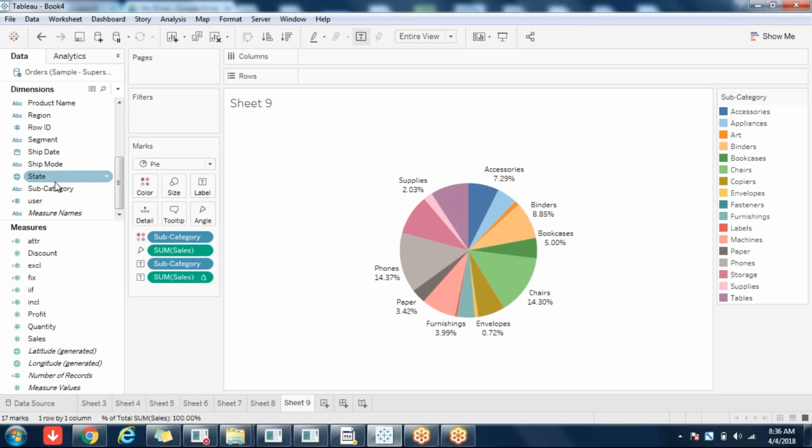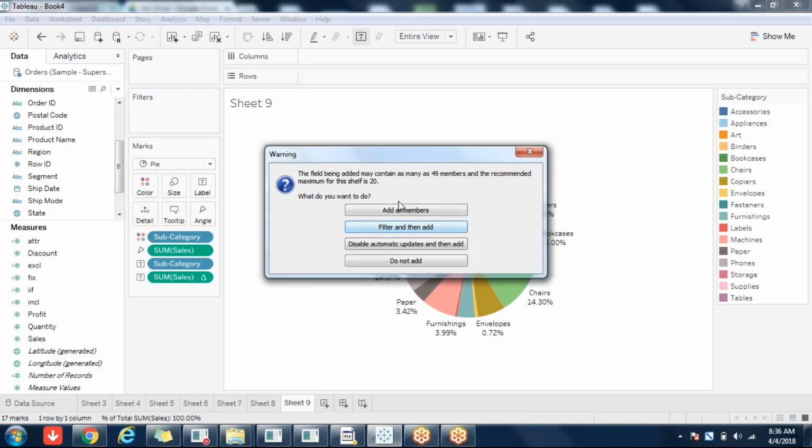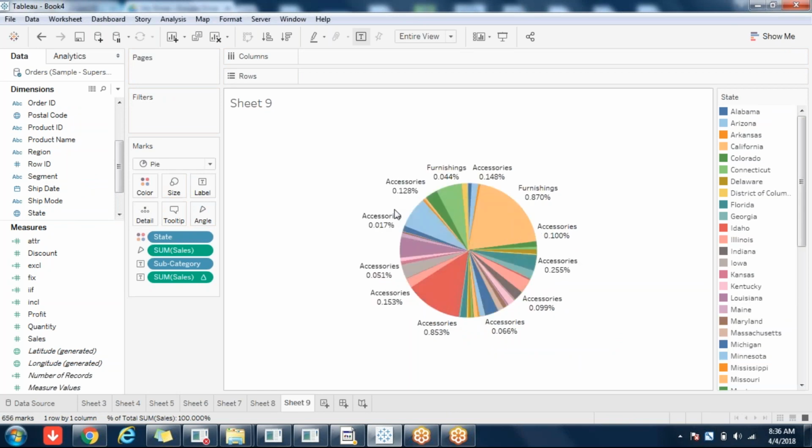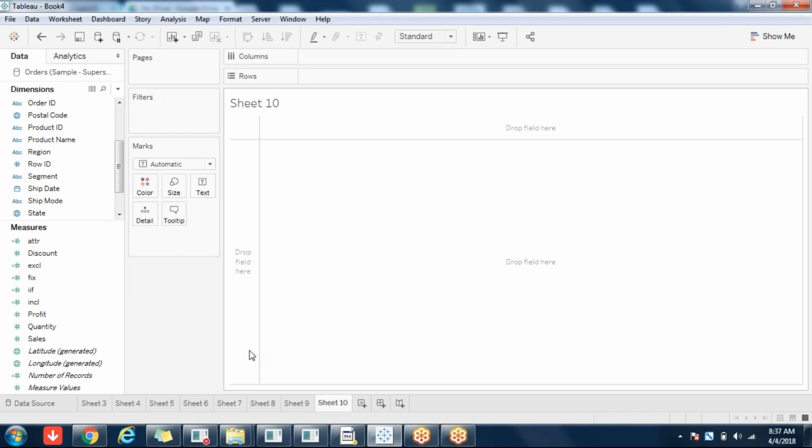For example, if you pull State here instead of Subcategory into color, adding all members, it's already too much data. So I'm doing it. You see that? Clarity will be missing. Of course, if your focus is only on understanding this one and this one, no problem, you can do it. But if this one you can totally neglect, you have to call it other states, such kind of things. So if you have too much data, don't go for a pie chart. Go for a stacked bar. That's it.